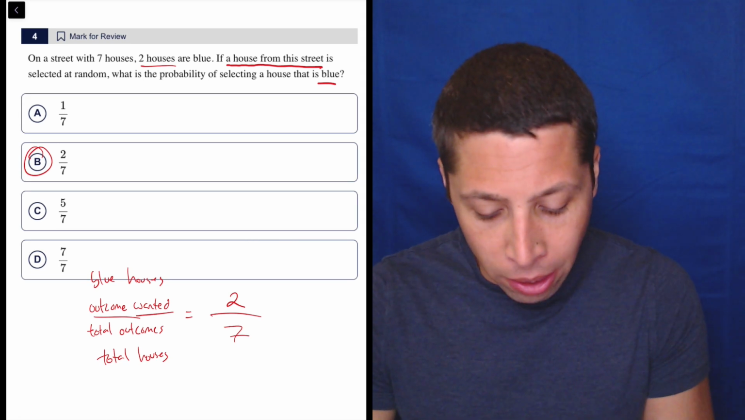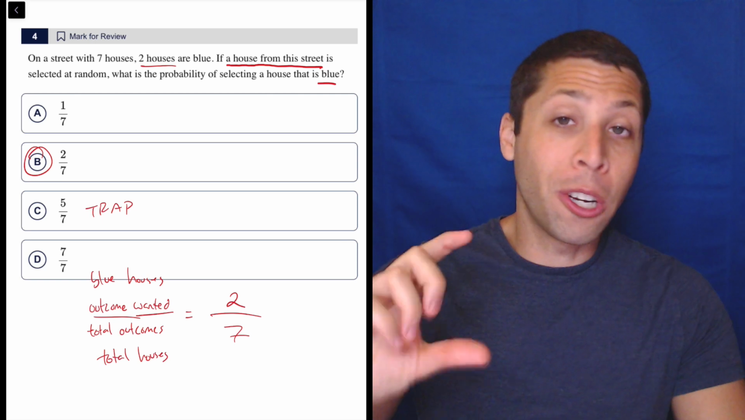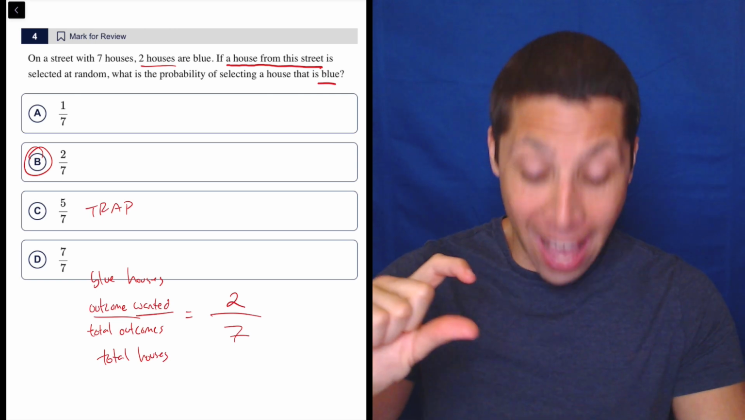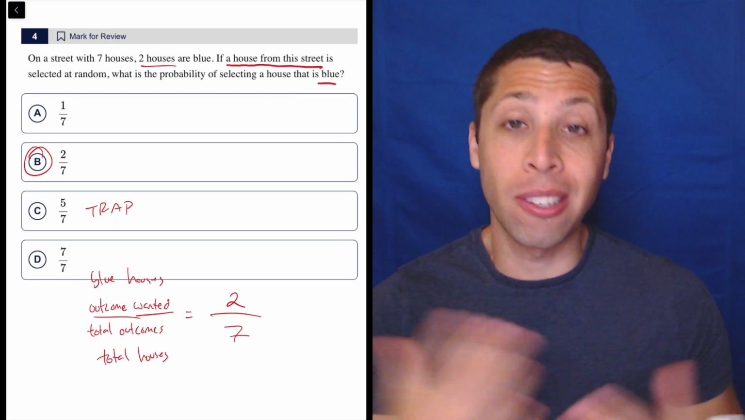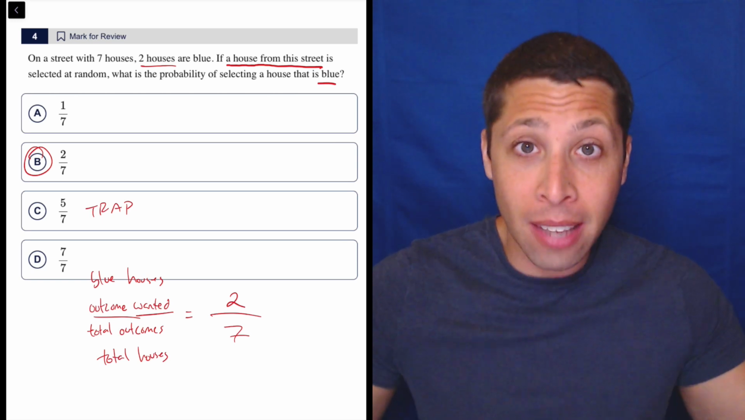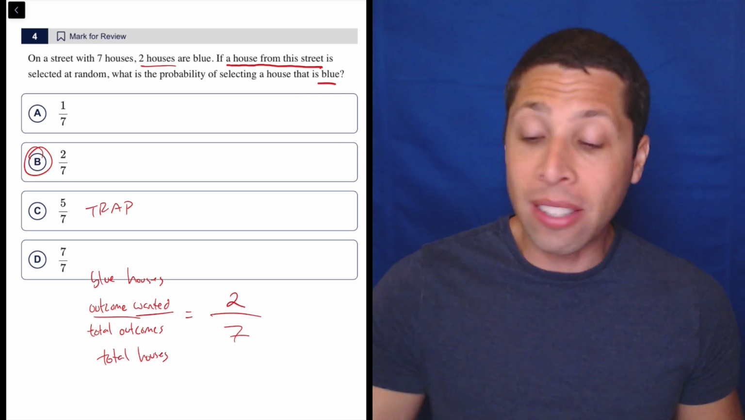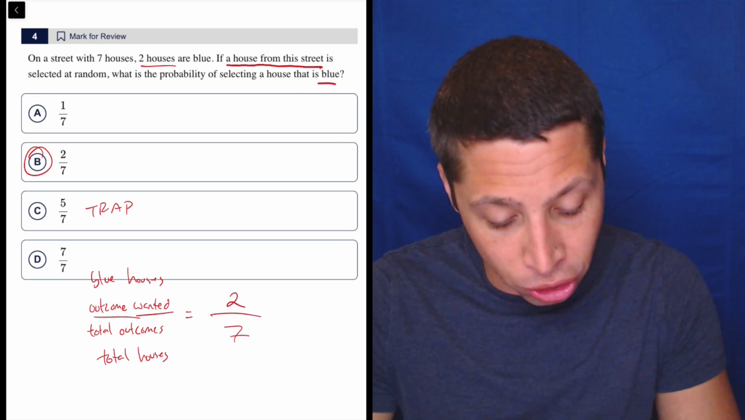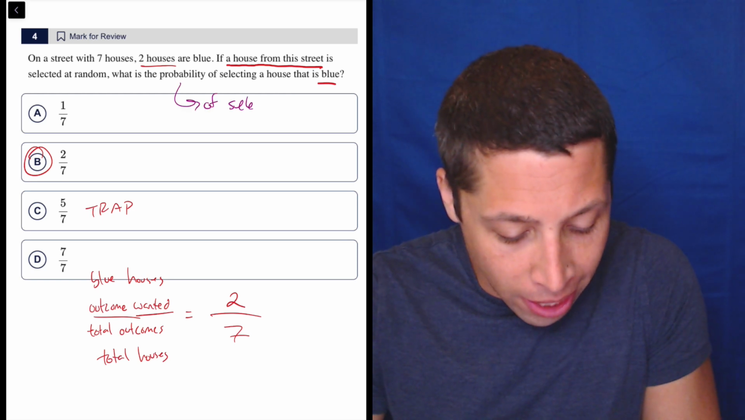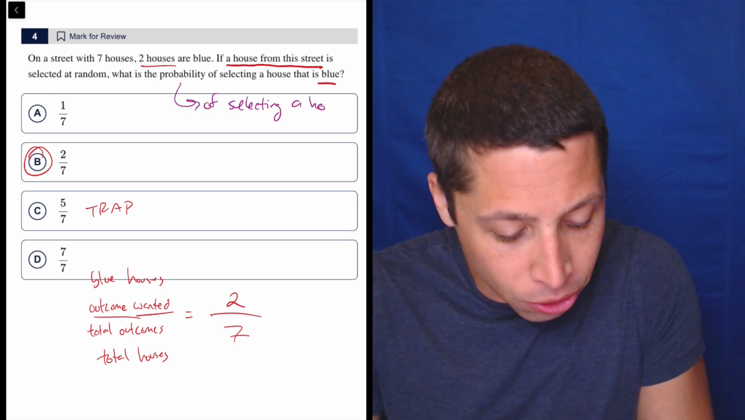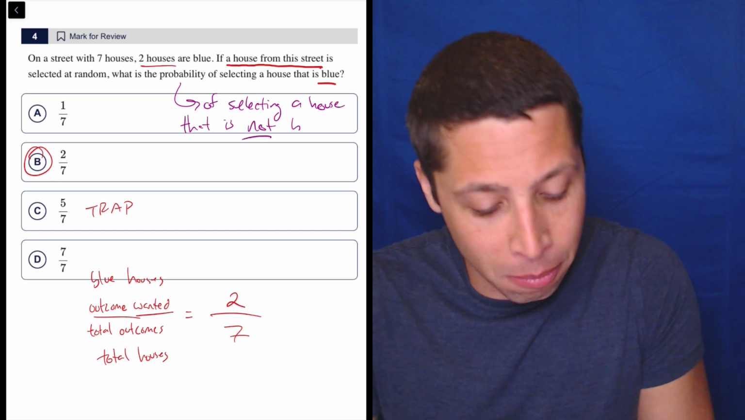But I do want to note, right, like in a way, maybe choice C is a trap, or more often, what could happen is they will ask the question in a way that choice B would have been the trap and choice C would have been the answer, right? Because notice 2/7 and 5/7 together, that's 7/7. That's the total number of all possible outcomes. So the reason that might matter is if they change the question. If instead they say, what is the probability of selecting a house that is not blue?